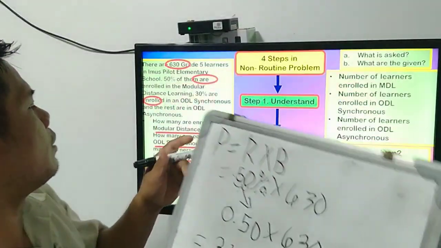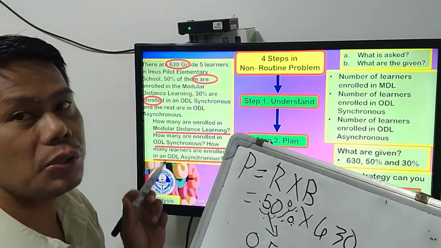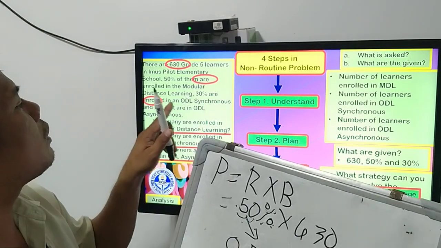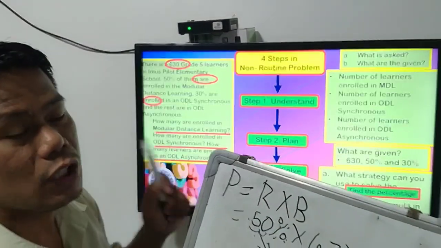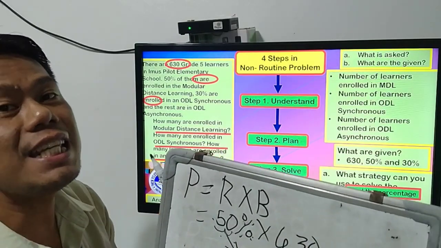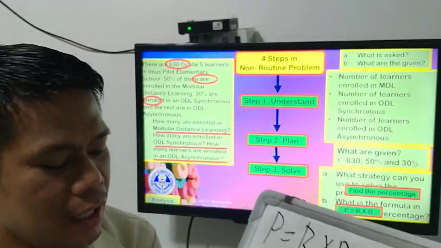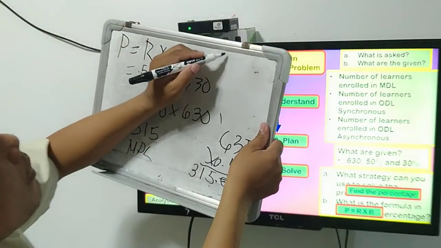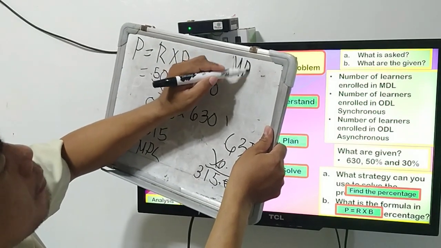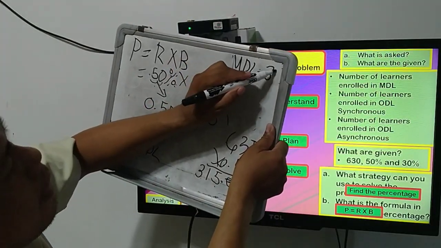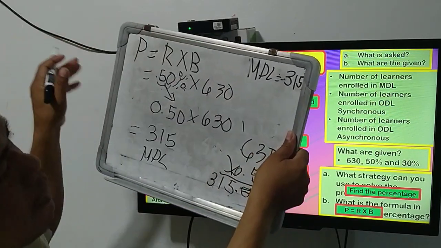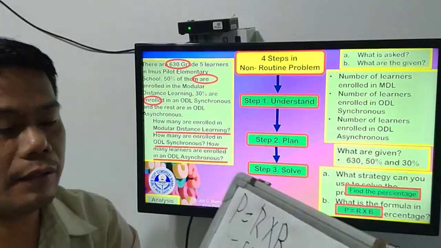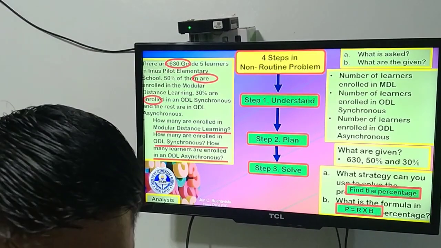How about the second question? How many are enrolled in ODL synchronous? And the given fact for the synchronous is 30% are enrolled in an ODL synchronous. So 30% of 630. Very good. So now, we're going to write here our MDL. So our MDL is 315. Right. We're going to use that afterwards, after we solve the second and the third questions.